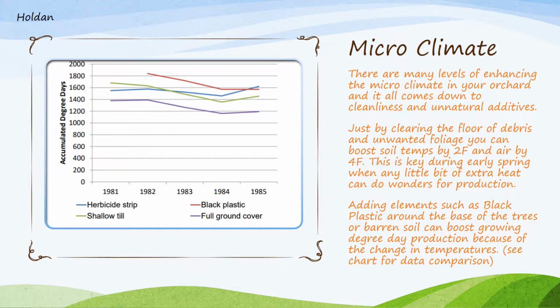Adding unnatural elements such as black plastic around the base of the trees to cover up the soil can greatly boost your growing degree day production. Looking at the graph to the left, you can see 4 different variations they did in tests and see what accumulated growing degree days was in the end. You can tell that the full ground cover, meaning sticks, stones, and unwanted plant life, was the worst, while adding black plastic around the base and a herbicide strip ended up being your best overall.